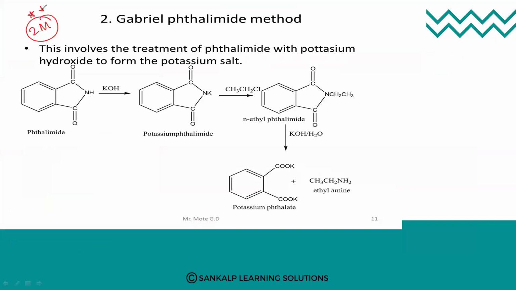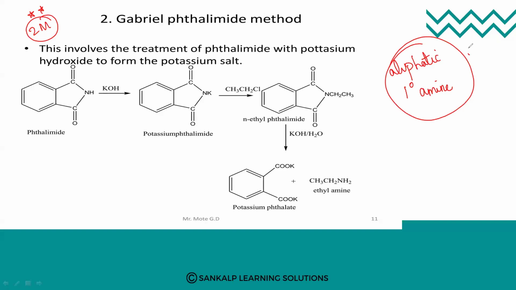Very important. Okay, so Gabriel phthalimide synthesis. This is also used as a method of preparation for only aliphatic primary amines. From this we can prepare only aliphatic primary amines. We cannot prepare aromatic amines. We can only prepare aliphatic primary amines.